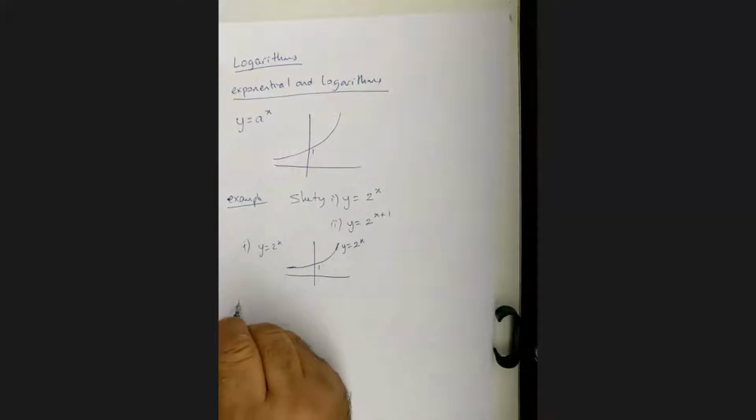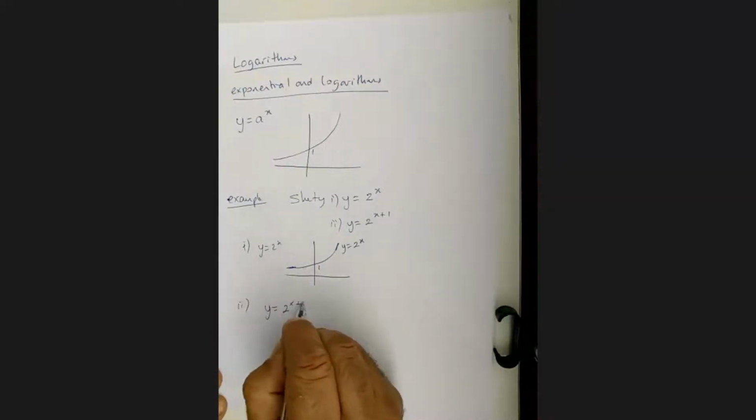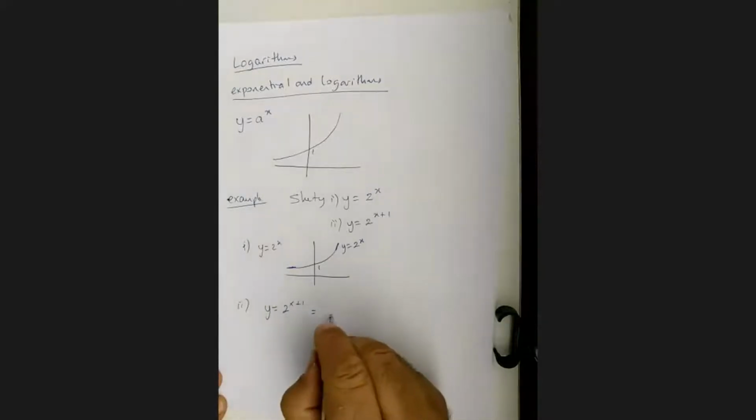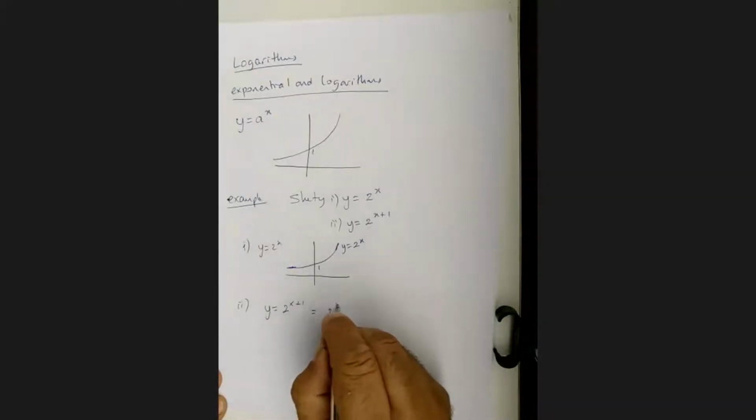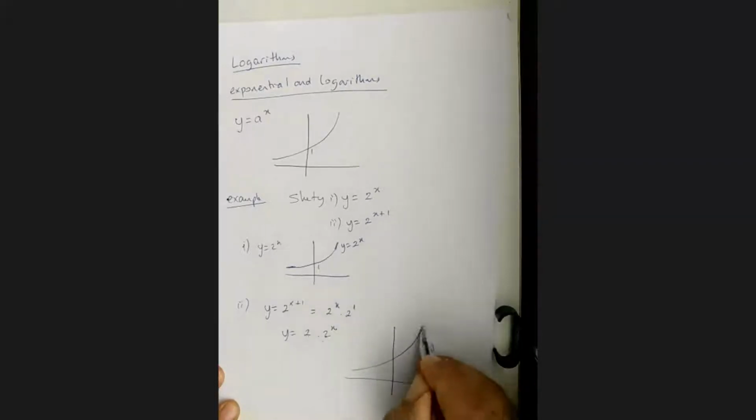Now, for the second one, y is equal to 2 to the power of x plus 1. We have to rewrite as 2 to the power of x times 2 to the power of 1, which is equal to 2 times 2 to the power of x. When x is 0, 2 to the power of 0 is 1. 2 times 1 is 2. So we are going to have such a graph. The same graph, but this time the y-intercept is going to be 2.